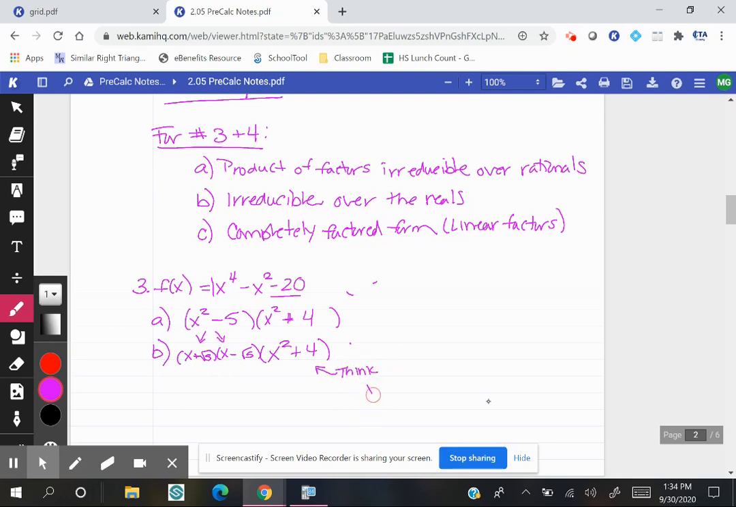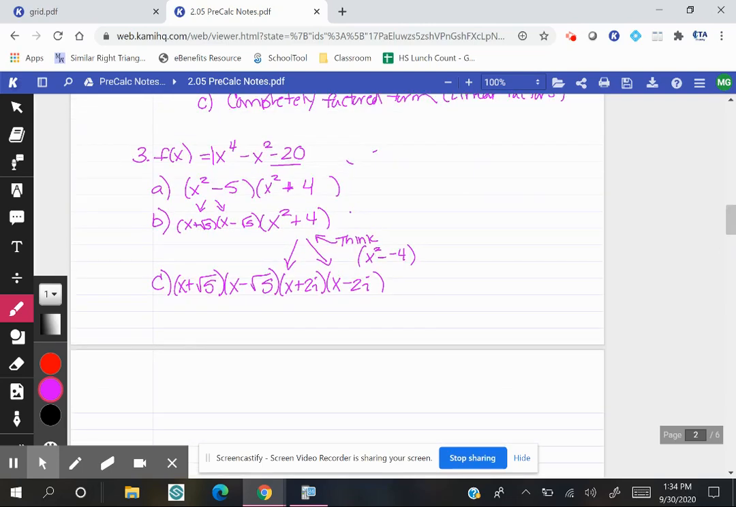So again, here, you're going to think x squared minus negative 4 for part C, because now we're just doing completely factored form. So we're going to bring down x plus the square root of 5, x minus the square root of 5, and here's where we're going to break it down into our x plus 2i times x minus 2i. I'm so sorry about that. Just got in the math zone. All right, so that is completely factored form, linear factors, x to the first power in each of those factors.